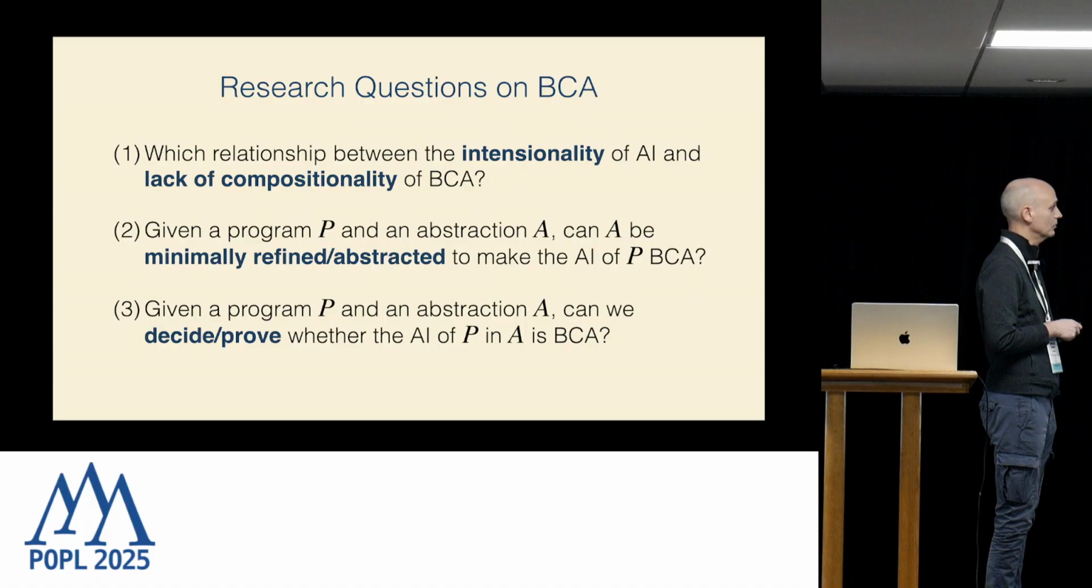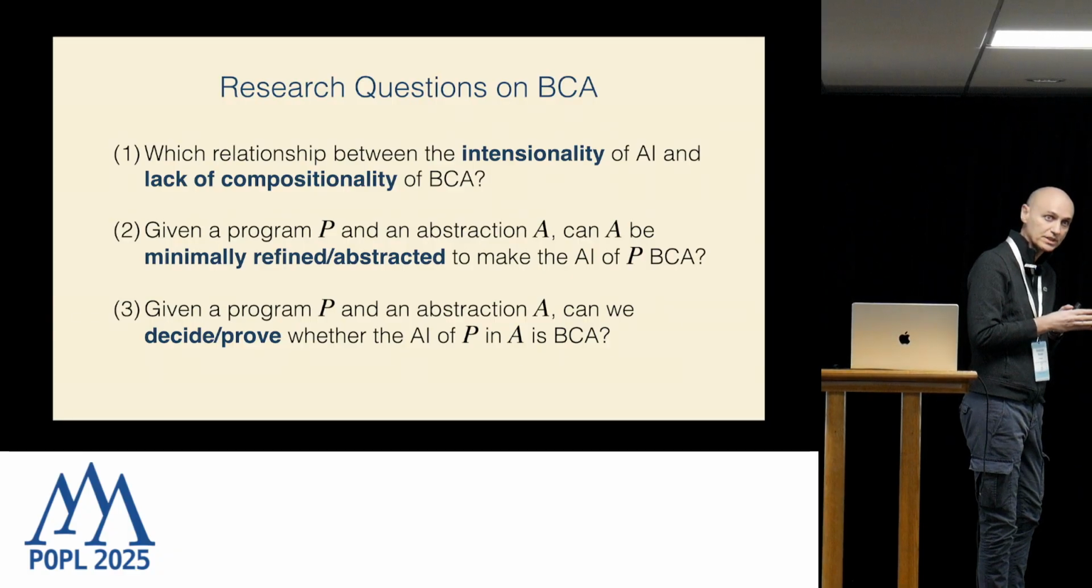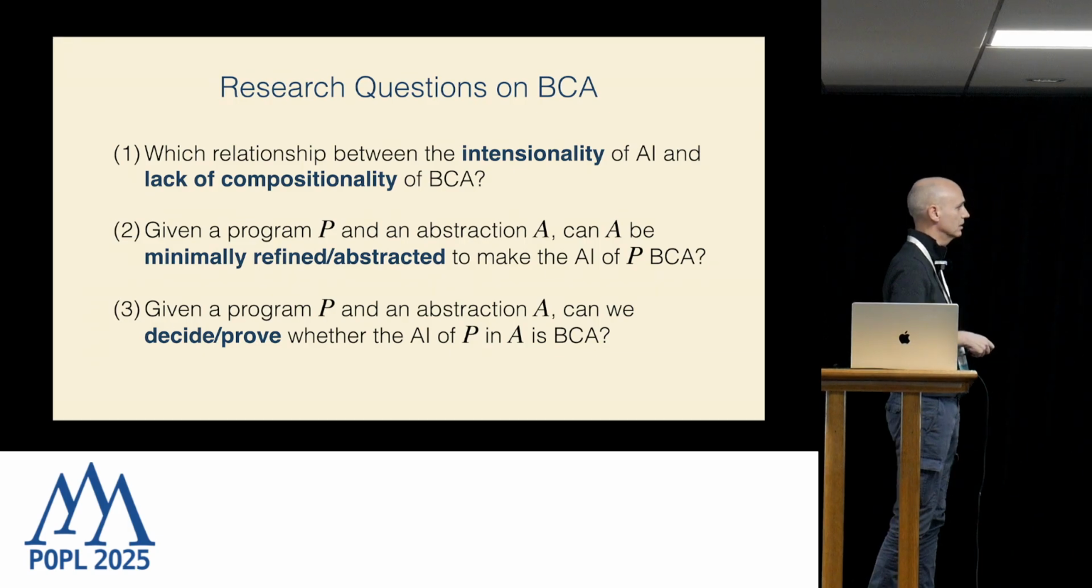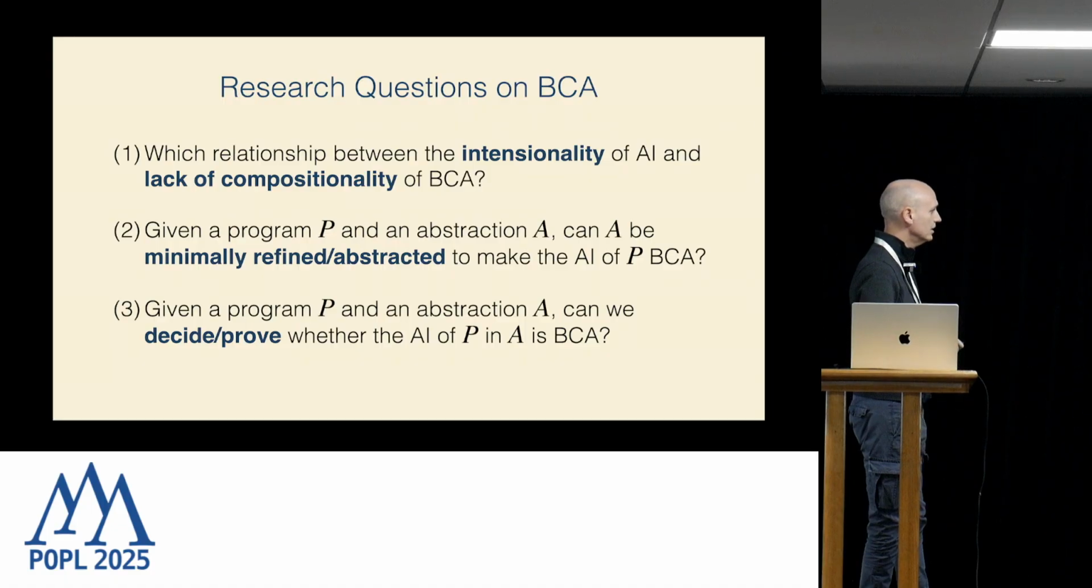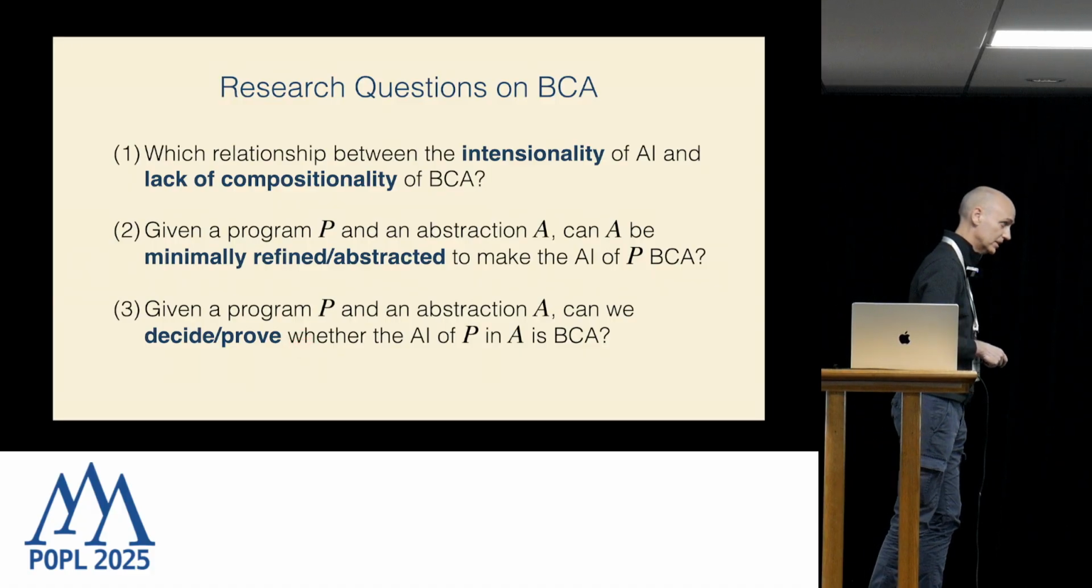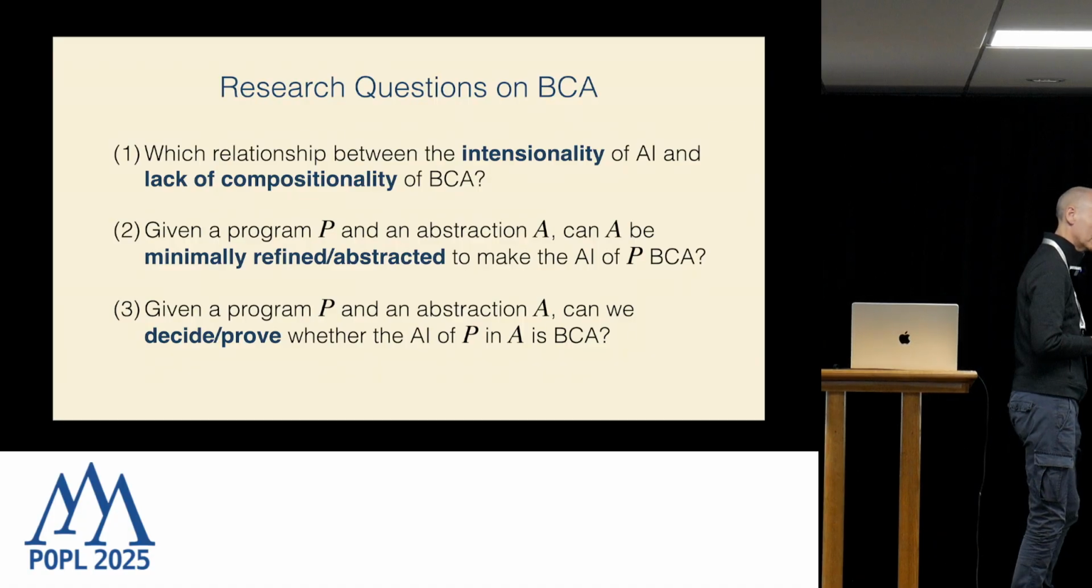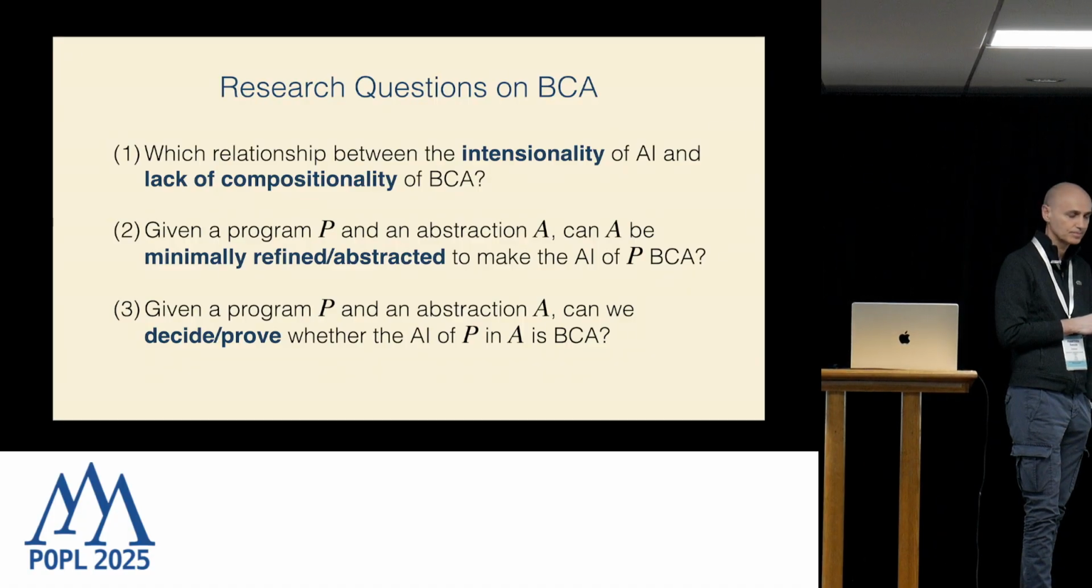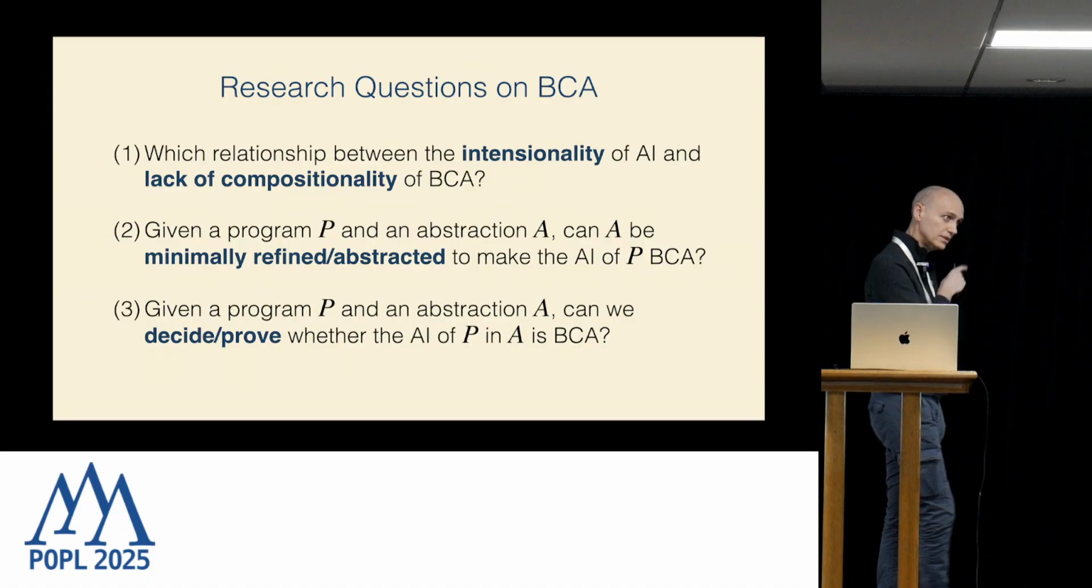And so the natural question is, can we manipulate the domain, so minimally refine or minimally abstract the domain, in order to achieve the property of being the best on this transformed domain? And then finally, we ask the following fundamental question. We have a program, we have an abstraction. Can we decide if the analysis of that program on that abstraction is the best? If this cannot be done, can we at least prove in a sound way that an analysis is the best? And so this is what we studied, and this is what we found.